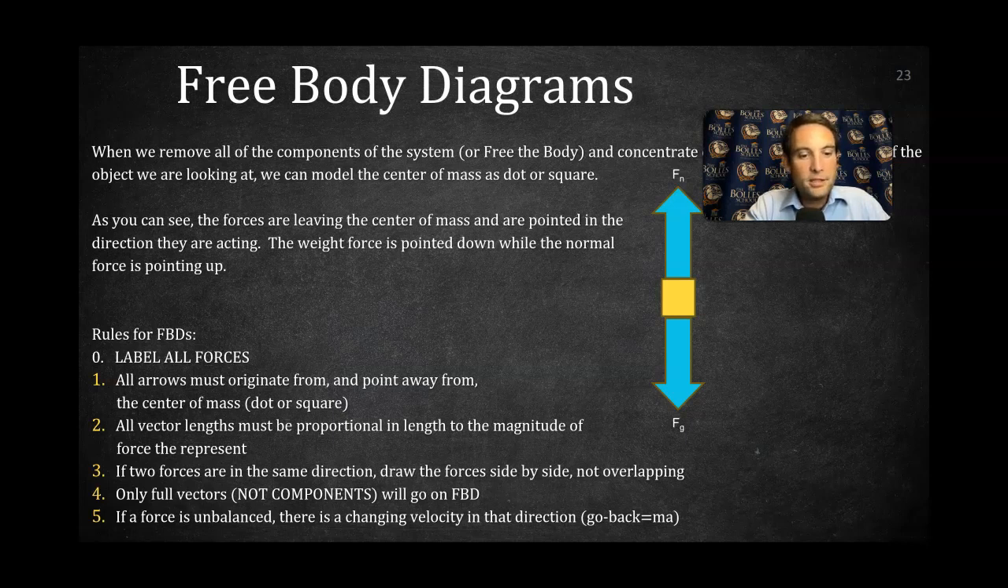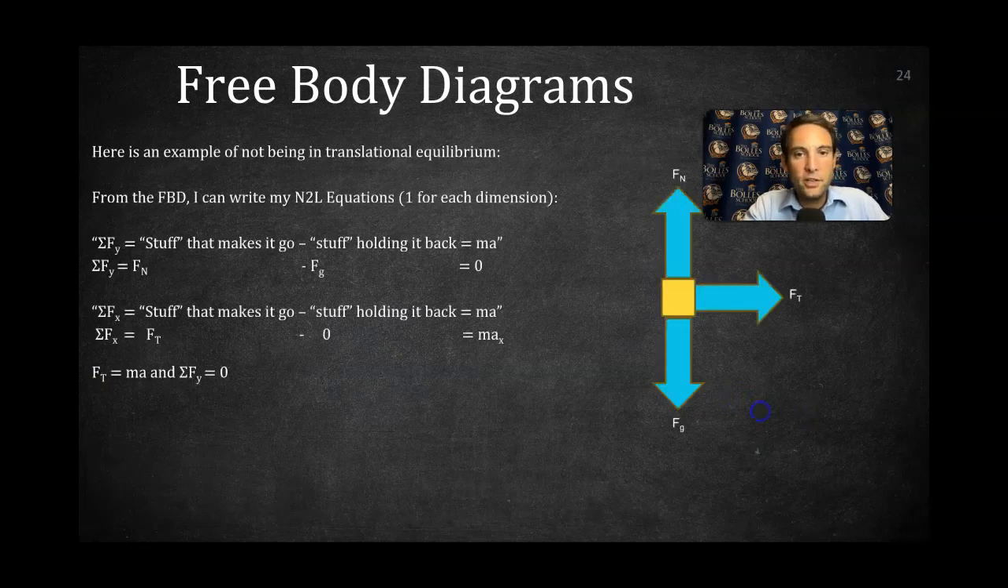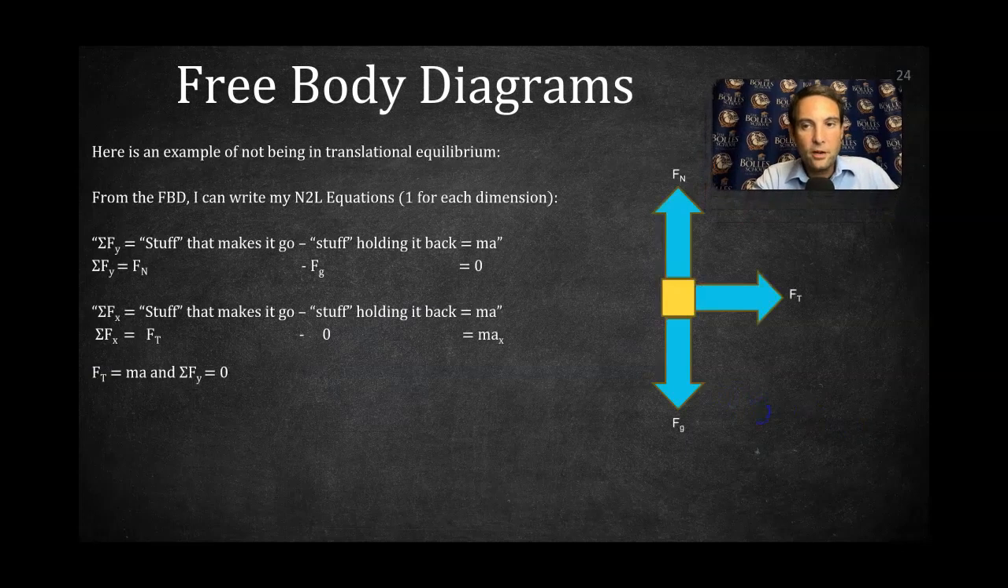If a force is unbalanced, there's a changing velocity in that direction. Remember that stuff that makes it go minus stuff holding it back equals mass times acceleration. Here's an example of not being in translational equilibrium. Now we have our forces balanced in our y direction, but not our x direction.